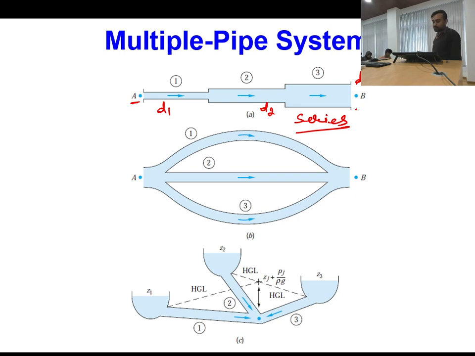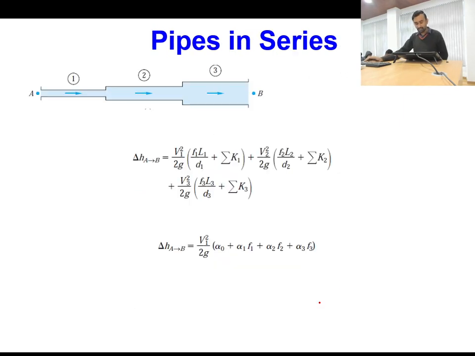Then the second possibility I can have in a pipe network is that I have two junctions A and B, and in between these two junctions I have a number of pipes which are connected in parallel. The third possibility is that I have a junction, and at this junction I have three pipes connected, but these three pipes are connected to their respective reservoirs. These are the three generic scenarios which you will find in the majority of complex pipe networks in real practical applications. So how to solve this?